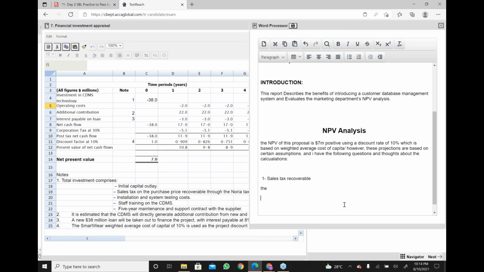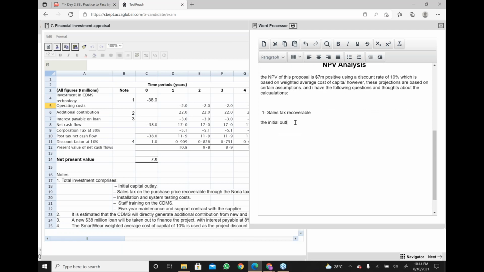I will say, sales tax. The initial outlay includes sales tax which is recoverable from tax authorities. Ideally I would say this amount needs to be shown as inflow in the year in which it is expected. But because of professional skepticism, can we ask a question? Can we draft using a question here? Can you draft something in which we can use a question mark?